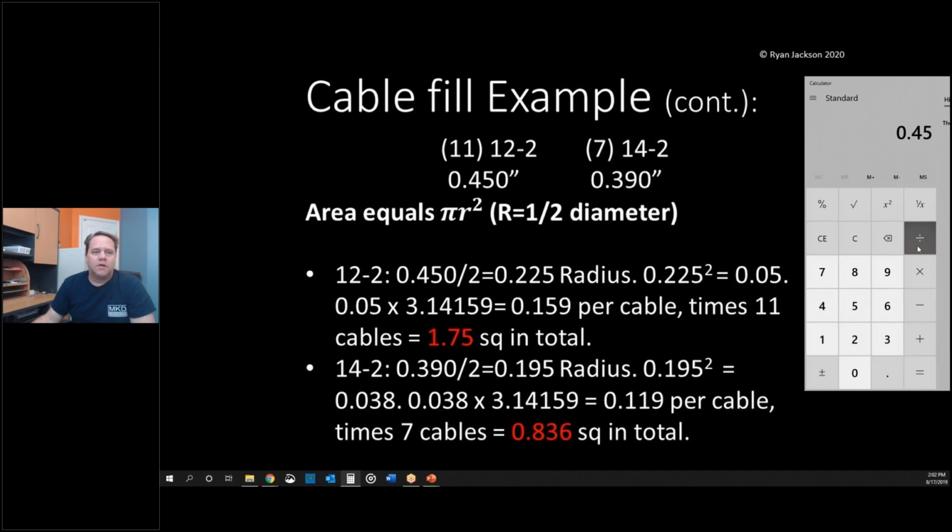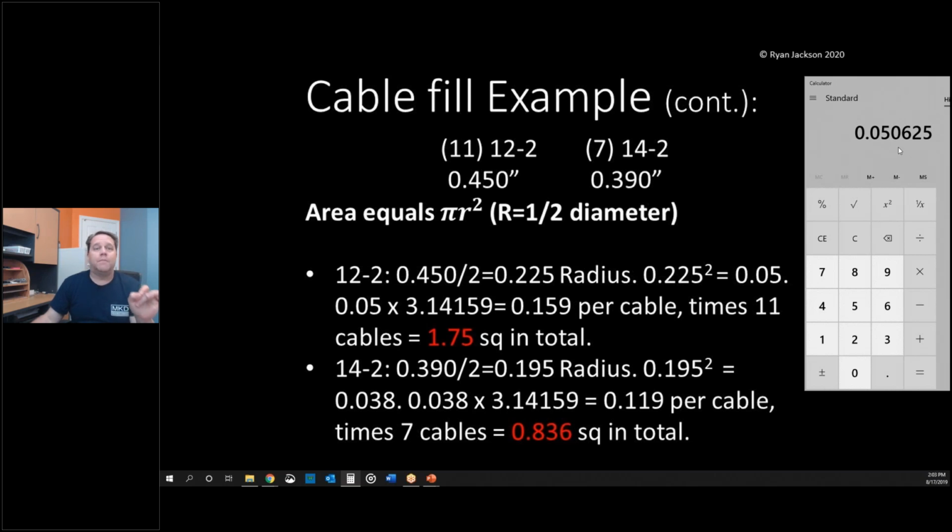0.45 inches. We're going to divide that by 2 to get the radius, right? So the radius is half the diameter, and that's 0.225 inches. Once we have the radius, then we need to square it. So we're going to times that by itself. So 0.225 times 0.225 equals 0.05. That's our radius squared.